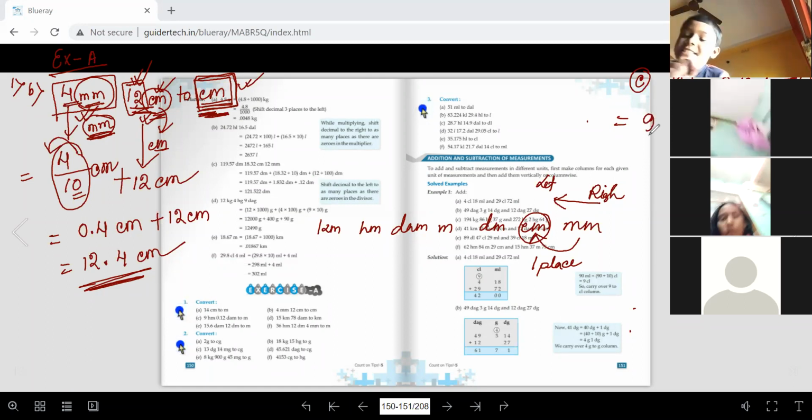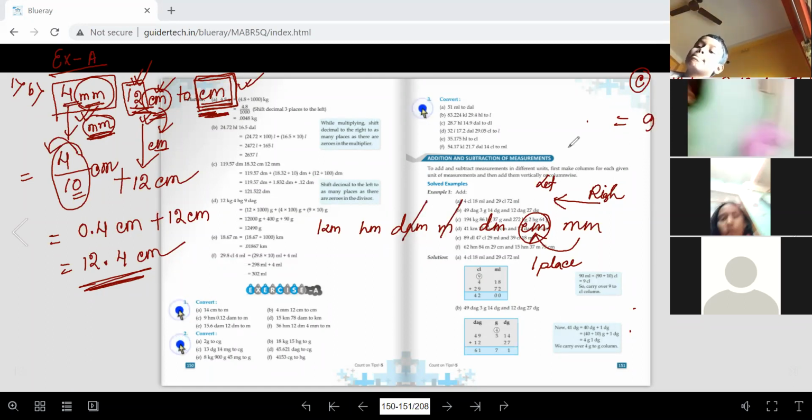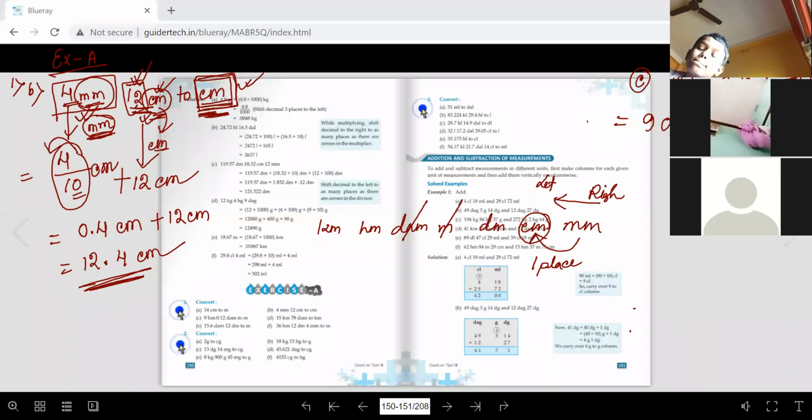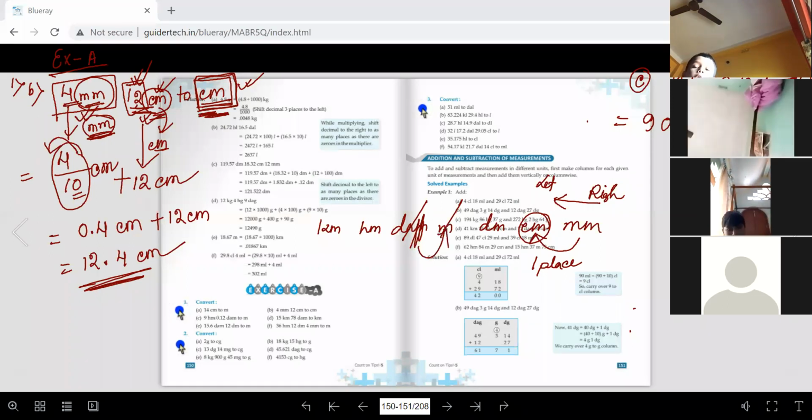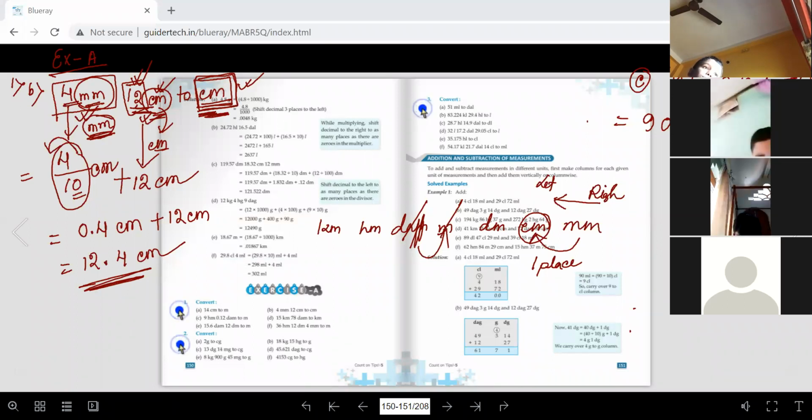Hectometer, decameter, meter: 2 places. So 9 into 100, I am just writing exactly 900. What will be the unit? Meter. Then plus this one, from decameter to meter, only one place, so multiplied by 10. This decimal point will move one place to the right side. 900 plus 1.2 meter.